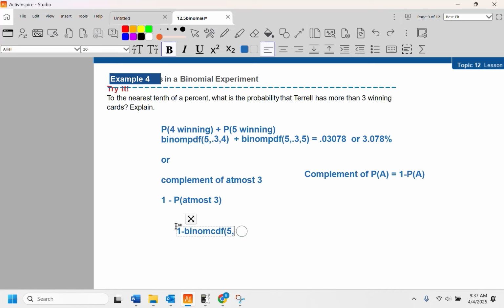And what it does is it returns the cumulative sum of everything to the left of the number of trials you get. So 5. Oh, sorry, we're doing at most 3. 0.3, comma, 3 trials. And this little function I just did finds the sum of the probability of event 0 through the probability of 3. It adds all of them. It just does it all in one step for you. And we'll get the same exact answer.